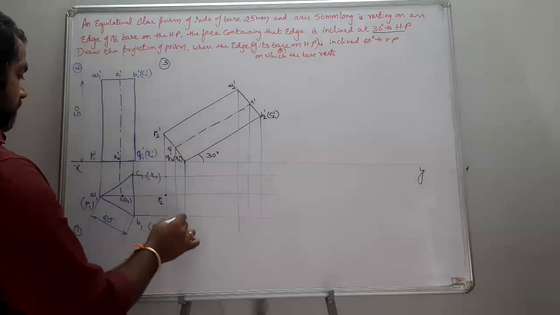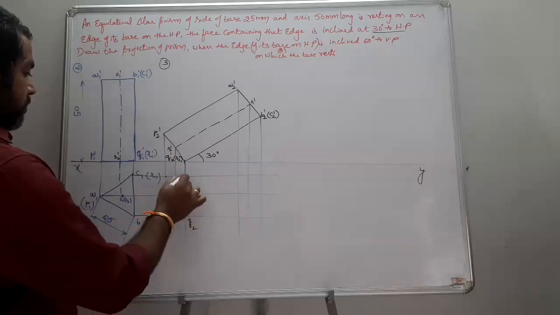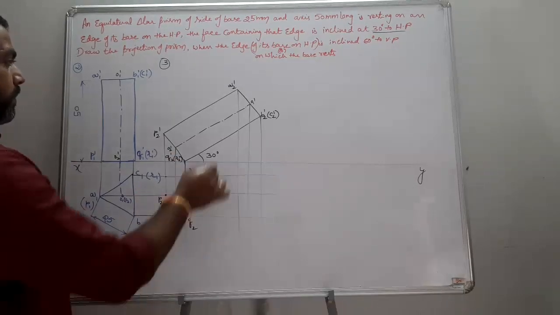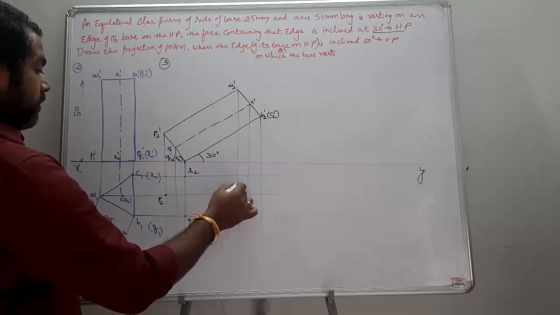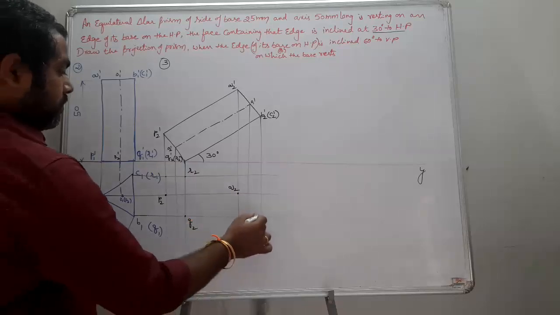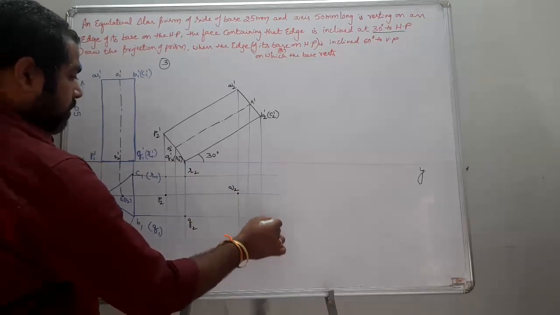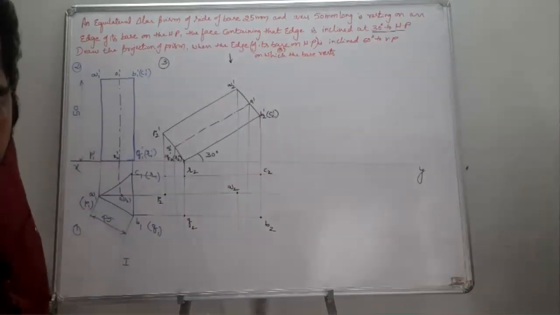P2, Q2, R2. Similarly, this point becomes A2, B2, C2. So when you are going to be seen from here, this top base is completely visible, right?